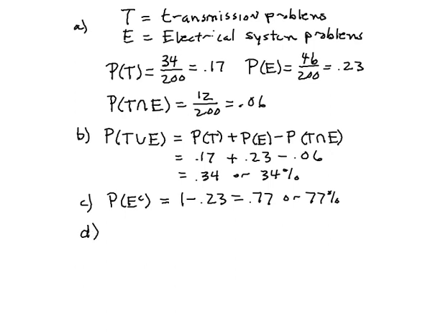D. What is the probability that a person will not have trouble with either the transmission or the electrical? Well, that refers really back to B. The probability that they'll have trouble with either the transmission or the electrical is 34%. So the probability that they won't have trouble with either of them is the complement of the union. So that was calculated at 0.34. So the probability that they won't have trouble with either of them is 66%.